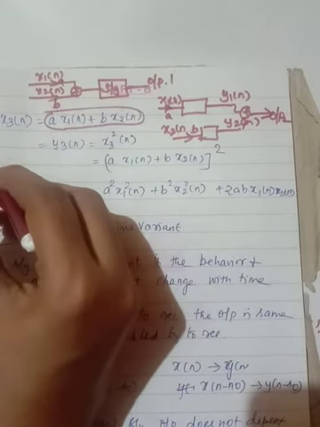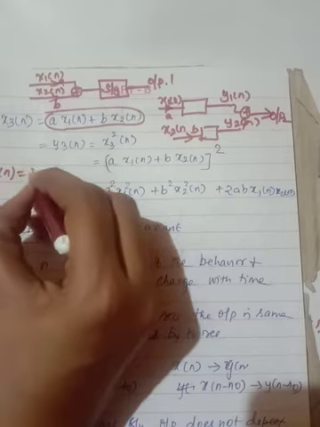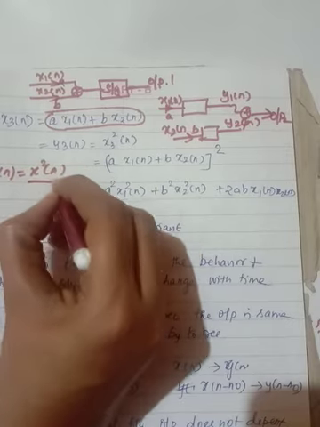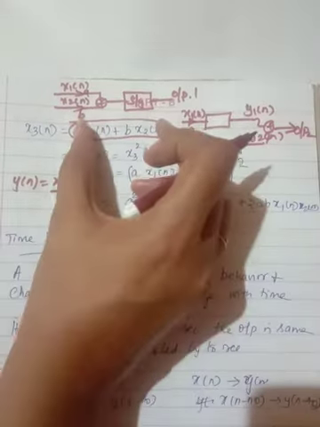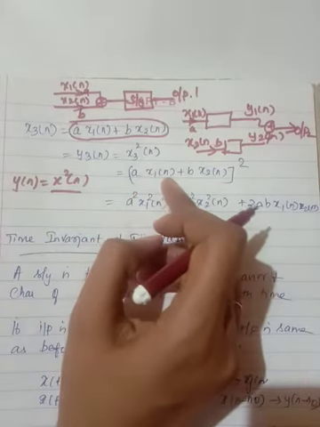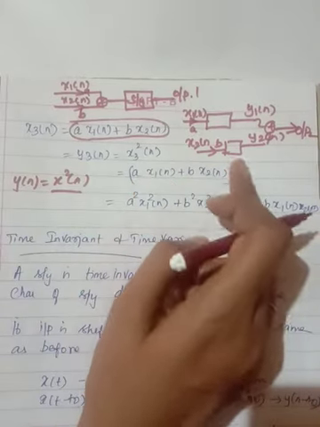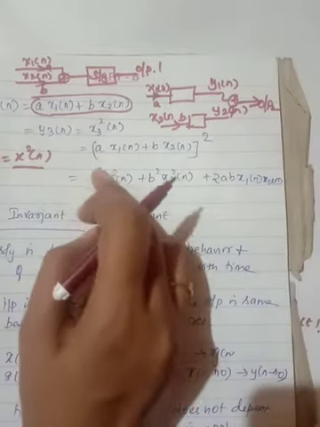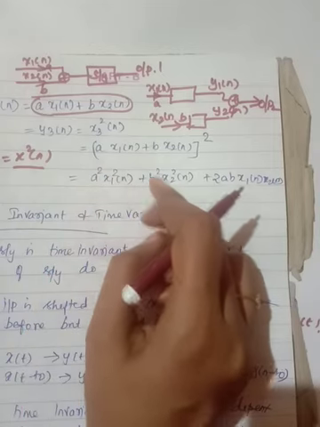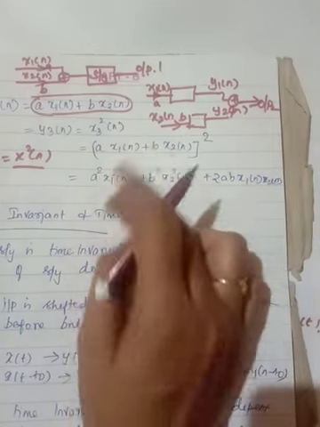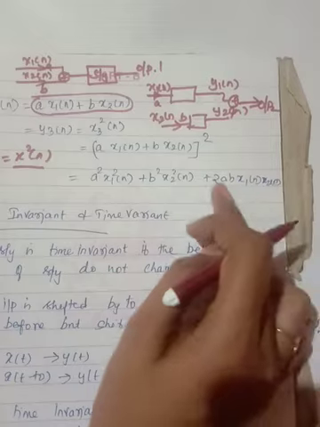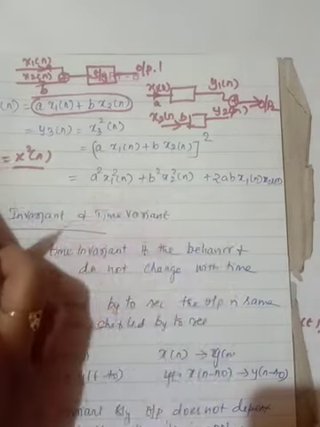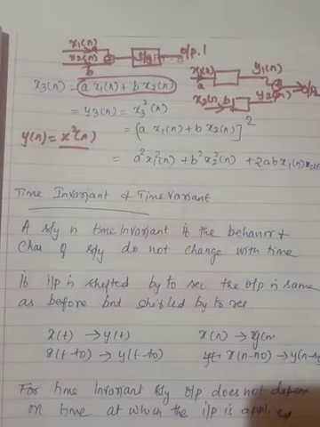So what is the relation? y of n is equal to x square of n. So wherever you have x of n, just replace it with this. So you will get a x1 of n plus b x2 of n, the whole square. So you will get a square x1 square of n plus b square x2 square of n, by the a plus b whole square formula. Now the previous answer and this answer are not the same. So the system is not a linear system.